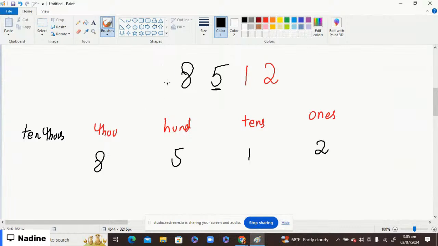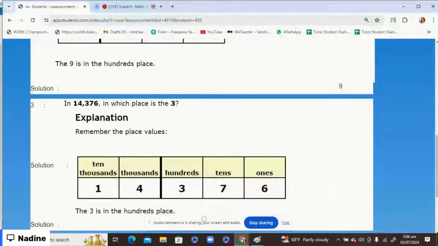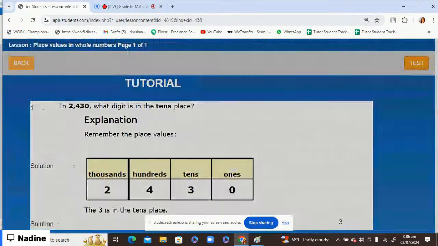Like here, 18,512. So here 1 is in ten thousands and 8 is in thousands place. All the remaining numbers are the same, only these two digits are different. First number, if there are two digits for the thousands place, we can write down like this way: ten thousands and thousands. Okay. Now let's do the test questions.